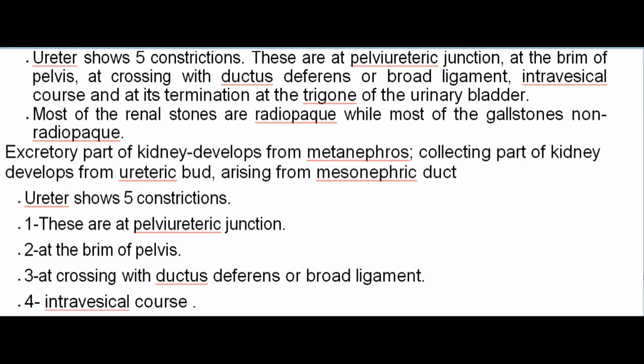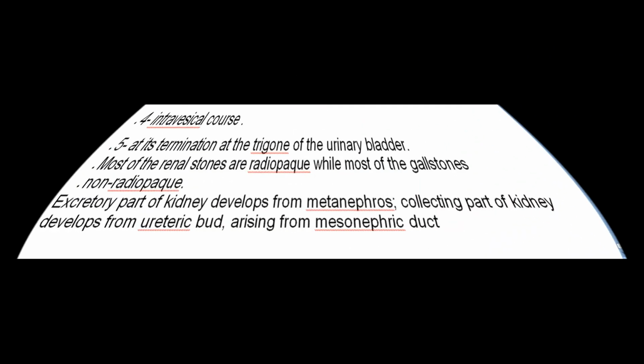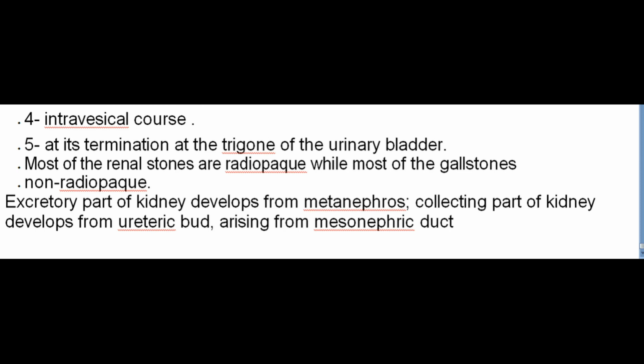The ureter shows 5 constrictions. 1. At the pelviureteric junction. 2. At the brim of the pelvis. 3. At crossing with the ductus deferens or broad ligament. 4. Intravesical course. 5. At its termination at the trigone of the urinary bladder. Most of the renal stones are radiopaque while most of the gall stones are non-radiopaque. The excretory part of the kidney develops from the metanephros, and the collecting part of the kidney develops from the ureteric bud, arising from the mesonephric duct.